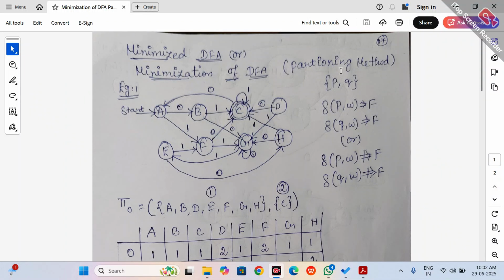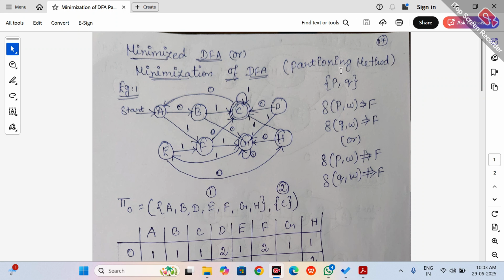Hi, hello. Today I am going to explain about minimized DFA, or minimization of DFA. We can minimize the DFA by using two methods. One is the partitioning method, and one more is the equivalence method. Now I have to explain about the partitioning method. Before that, you already know about DFA. So how to minimize the DFA?